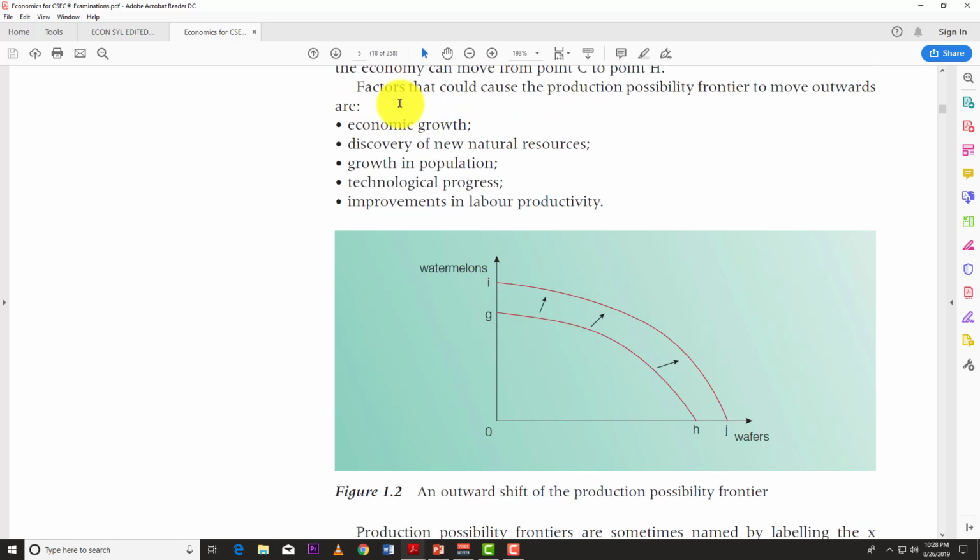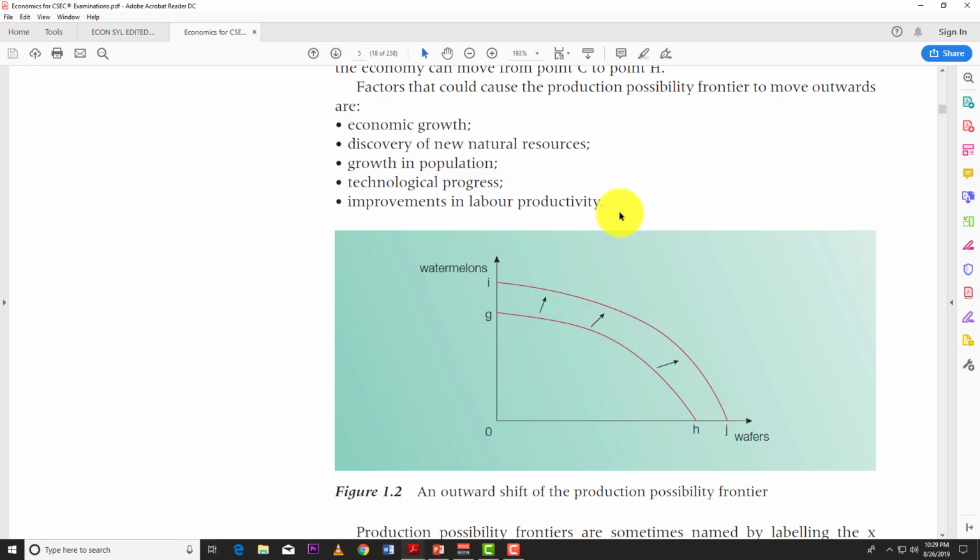We said 1, economic growth. 2, discovery of new natural resources. 3, growth in population. 4, technological progress. 5, improvements in labor productivity. So let's unpack all of those and see how they can cause the economy to shift. Alright, let's see how they can cause the economy to shift. First things first, economic growth.